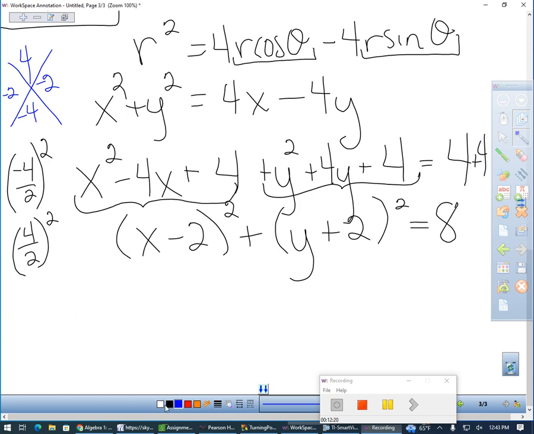Okay. All right, so looking at this, where's my center, you guys? What do you think? 2 for my x. What about my y? Negative 2. Remember, this is x minus h and y minus k, so it's got to be the opposite. My radius is going to be the square root of 8, or we can simplify that to 2 root 2. Yep, I'm good with that.